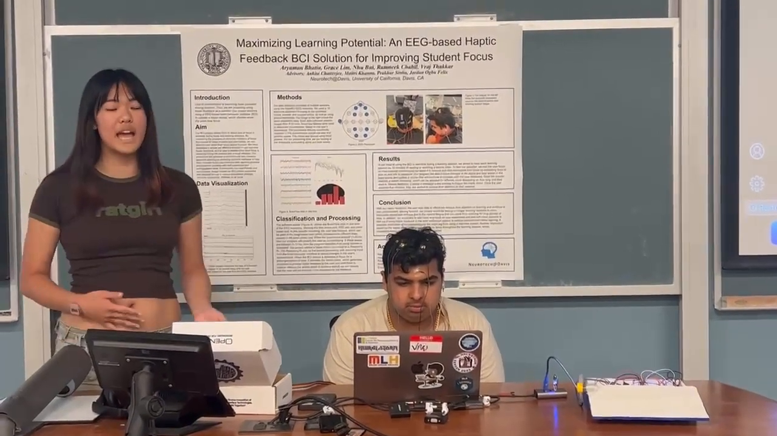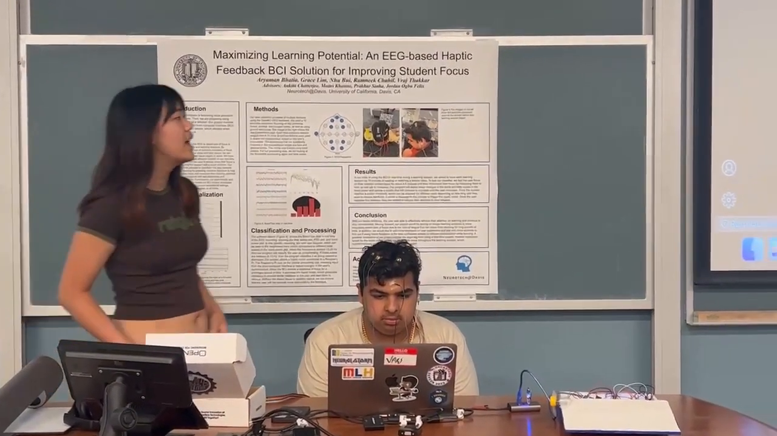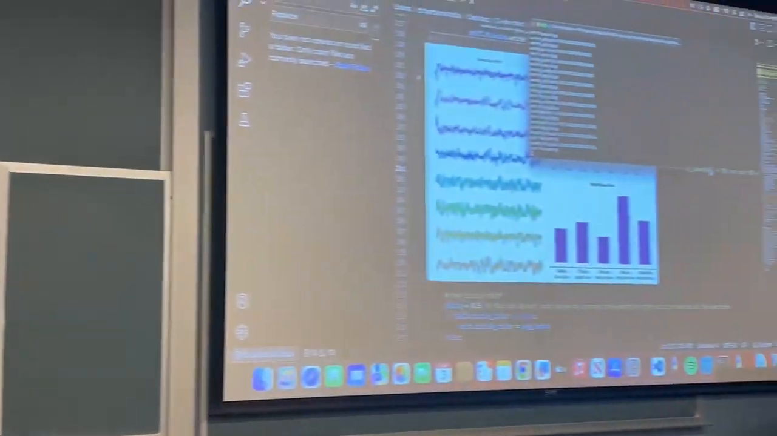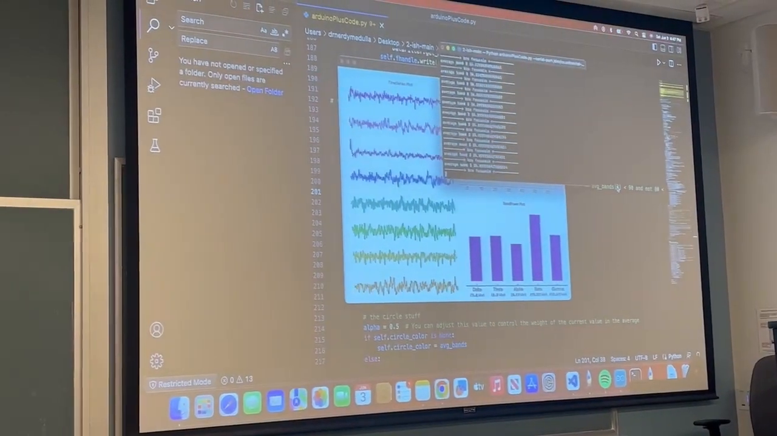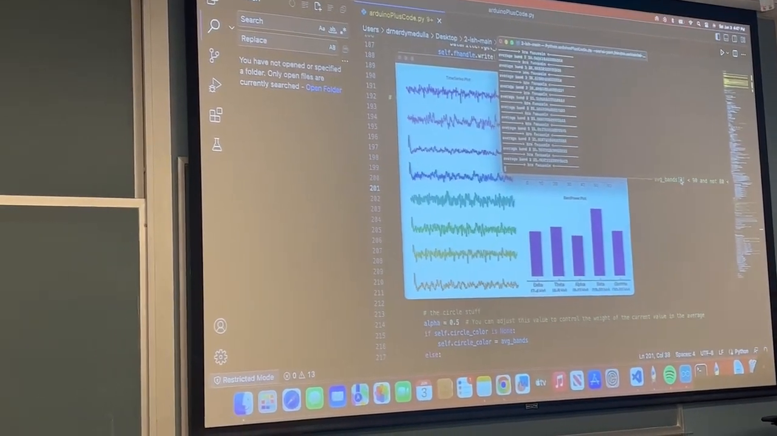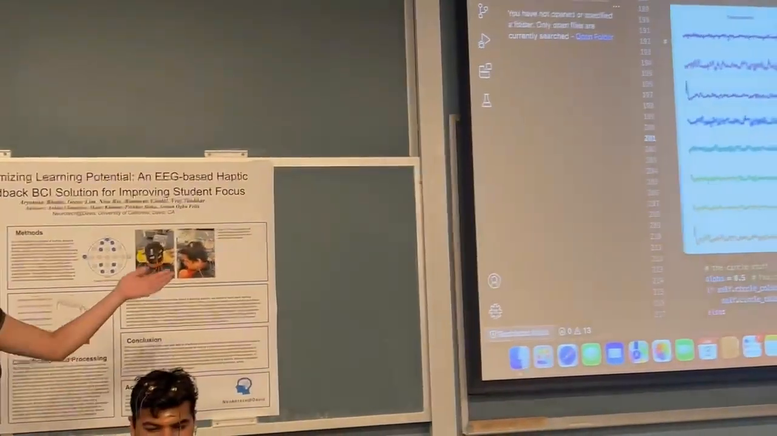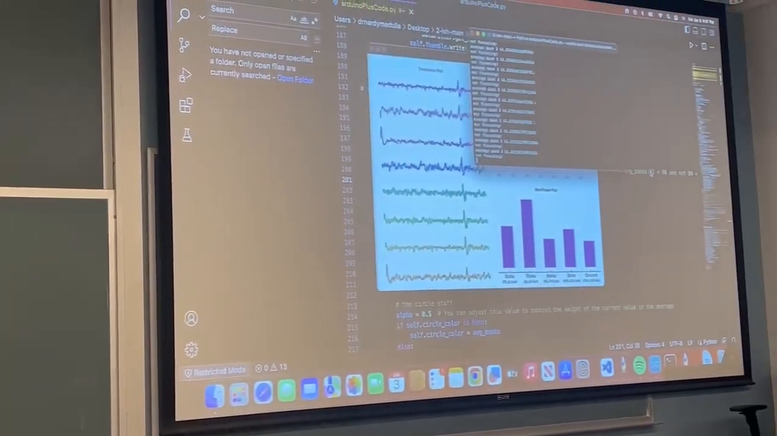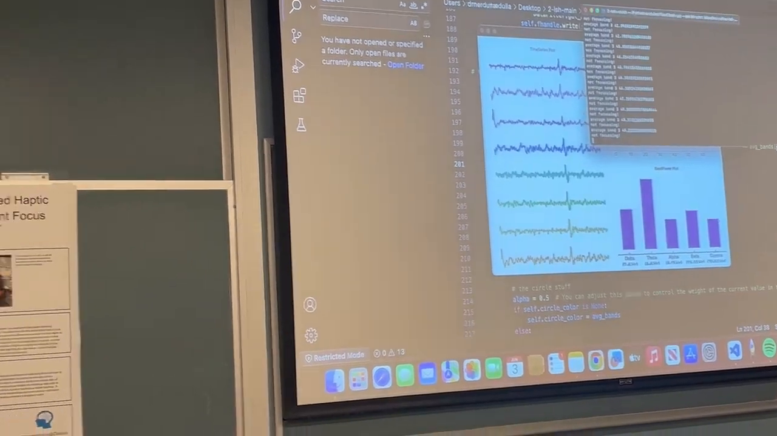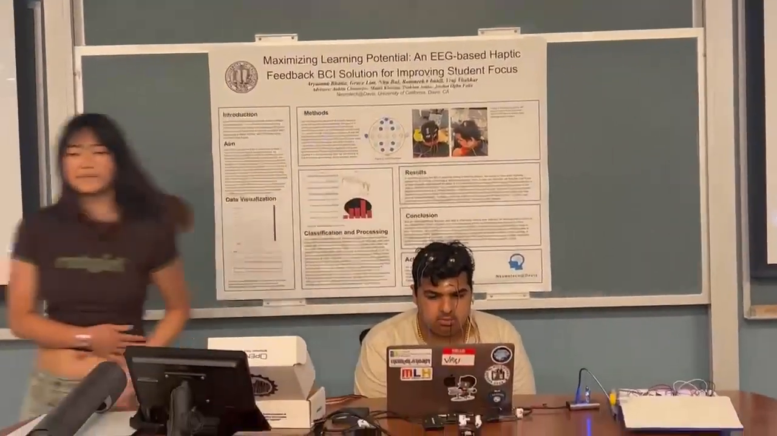And we also have a fan which will operate when he is focused, and this was just something we added onto our project. And to the left of here, we have our classifier in the back, as well as the visualization of the data. So we can look at each electrode channel as it's going and the band powers that are being used. So now we will begin.